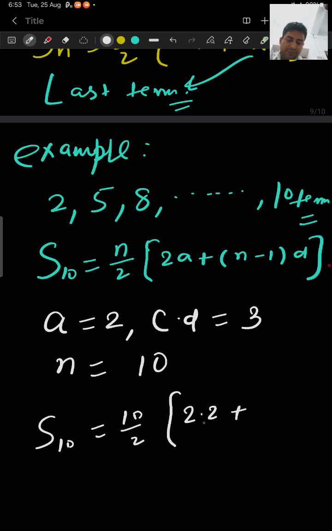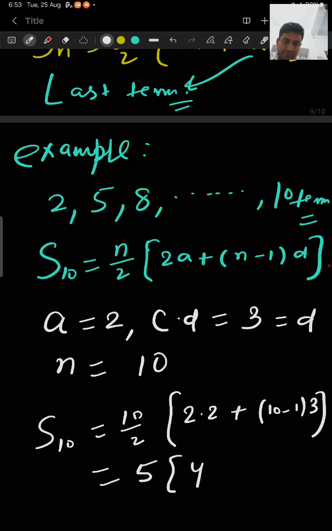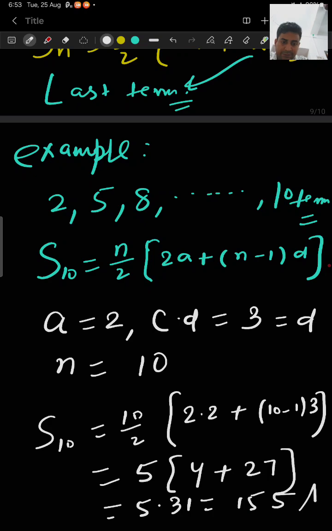Then S10 will be 10 by 2, 2a, 2 into 2. Here the dot is used for multiply. 10 minus 1 into d, 3. D is the common difference. This is 5, 10 by 2, 4 plus 9 into 3, 27, 31 into 5, 5 into 31, which is 155. This is our answer.